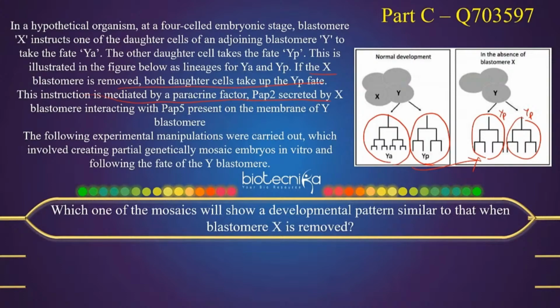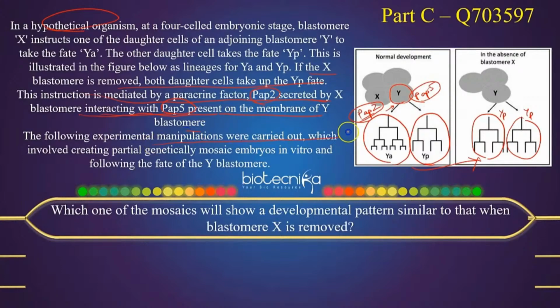So why does this signaling happen? It is because of a paracrine factor PAP2. So PAP2 is secreted from X, interacting with PAP5. So they interact with this PAP5 over here. Even in C. elegans, P2 gives signal to the EMS daughter cell. Whichever cell gets the signal forms the endoderm. So there also we have MOM2 and MOM5. Anyways, this is a hypothetical organism. So here they have named it PAP2 and PAP5, PAP2 secreted by X blastomere interacting with PAP5 on the Y blastomere.